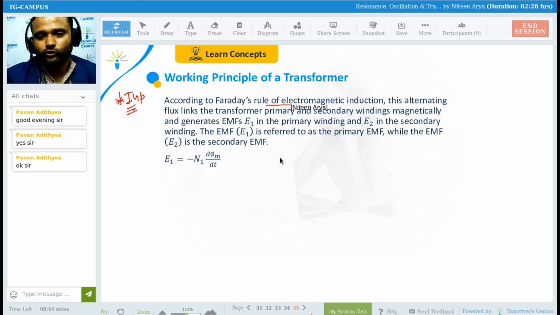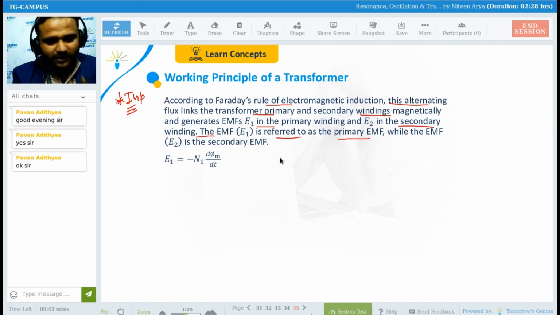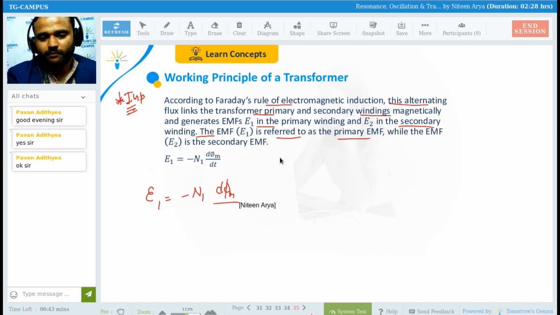According to Faraday's law of electromagnetic induction, this alternating flux links the transformer primary and secondary windings magnetically and generates EMFs E1 in the primary winding and E2 in the secondary winding. The EMF E1 is referred to as the primary EMF, while the EMF E2 is known as the secondary EMF, where the EMF in the first is minus N1 d phi m by dt. Okay, simple. N1 how much? And phi m is what? Magnetic flux.